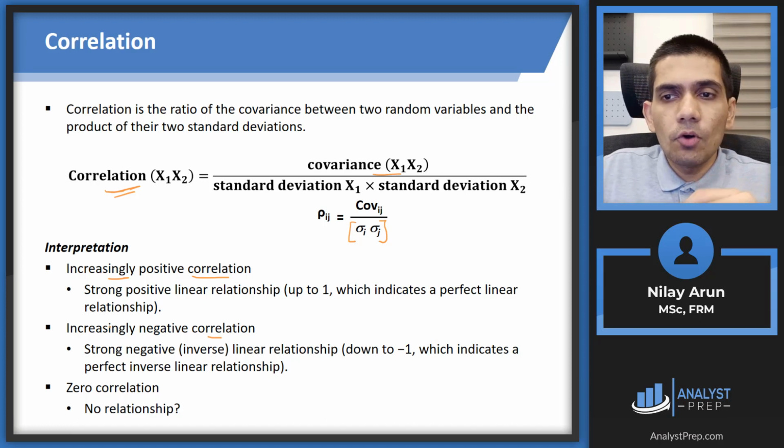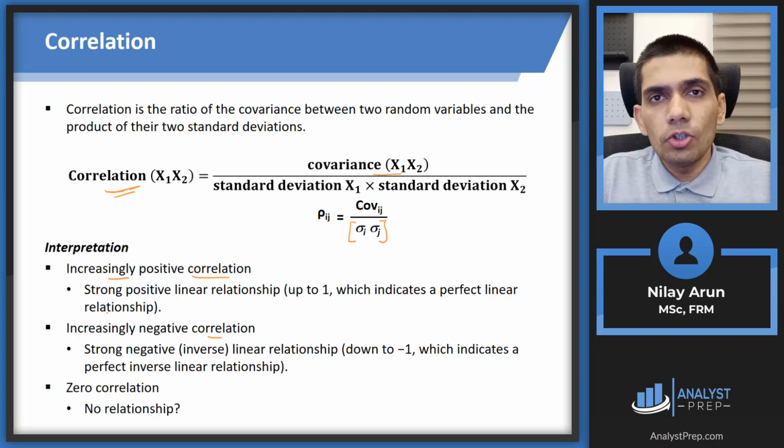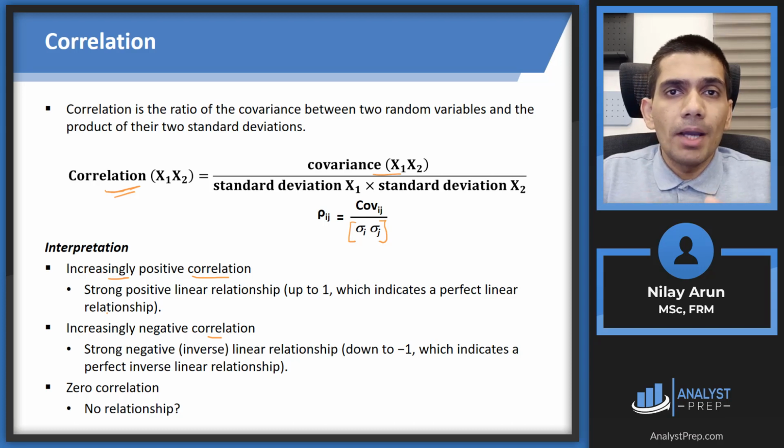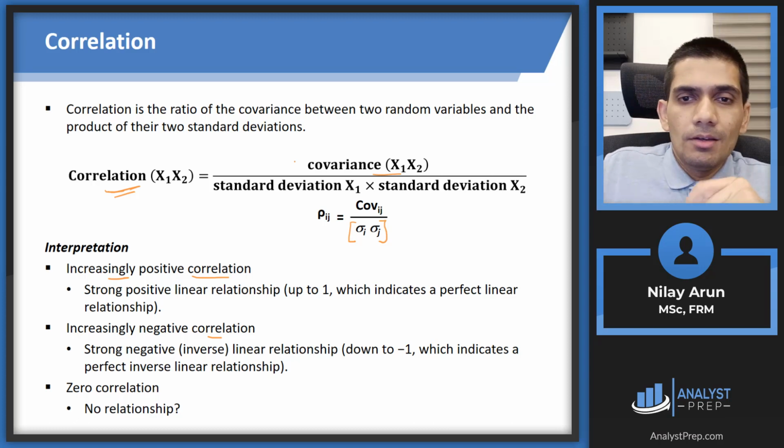Similarly, increasing negative correlation: when you start from 0, you keep moving towards -1. -1 is the maximum negative relationship which could be there. If it's, let's say, -0.3, that means there is still a negative relationship, but it's not too high a relationship.